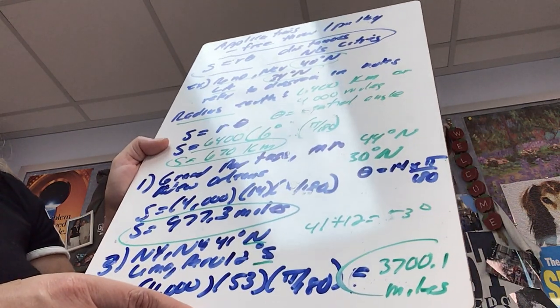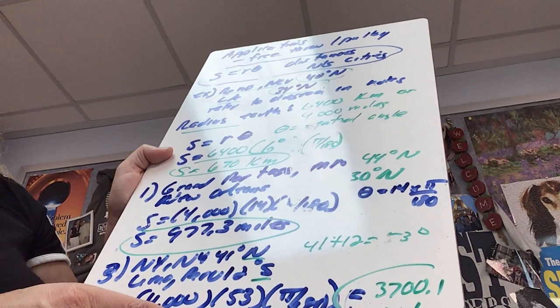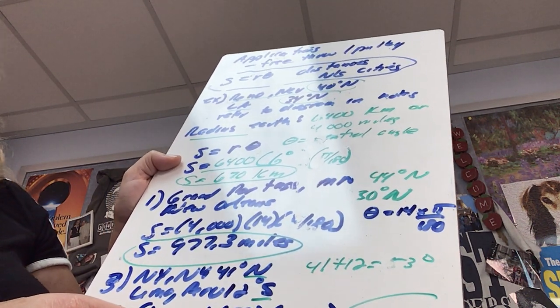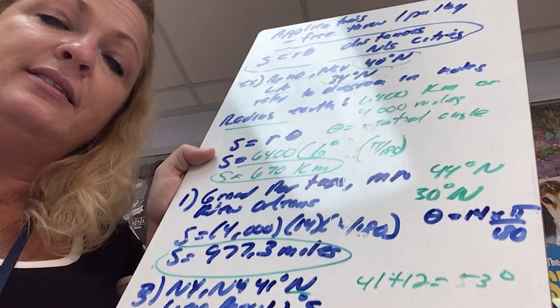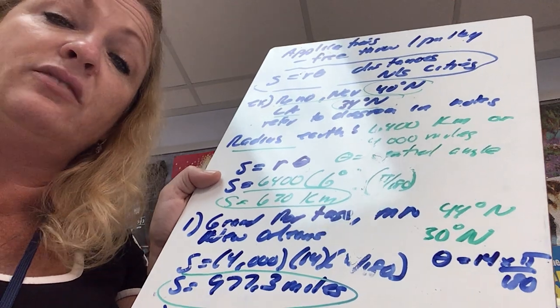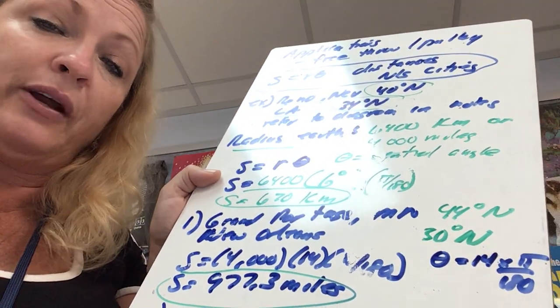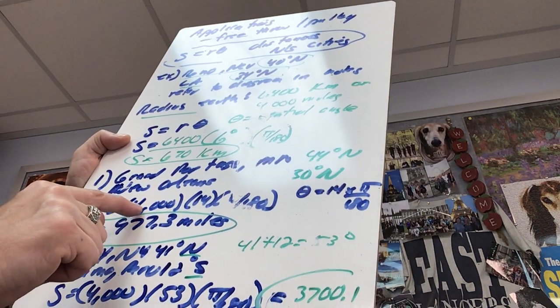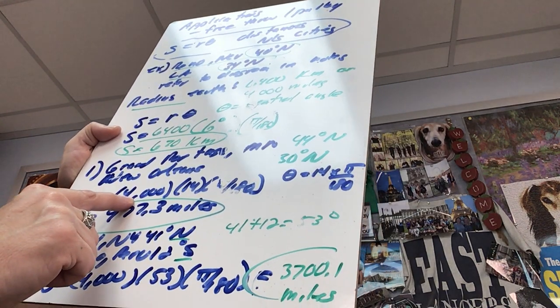All right, so Grand Portage, Minnesota is 44 degrees north, and New Orleans is 30 degrees north. Find the distance between the cities. Okay, so the radius of the Earth is 6,400 kilometers, but it is also 4,000 miles. And let's face it, in the U.S., we describe everything in miles. Okay, so arc length equals r times theta. So our radius is 4,000 miles.